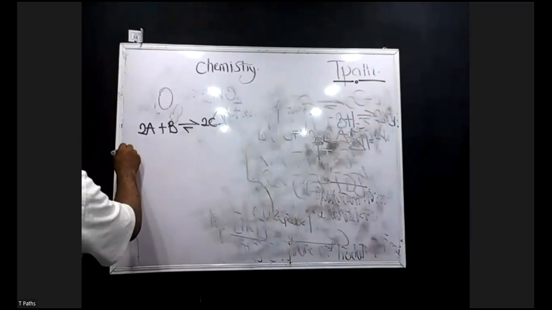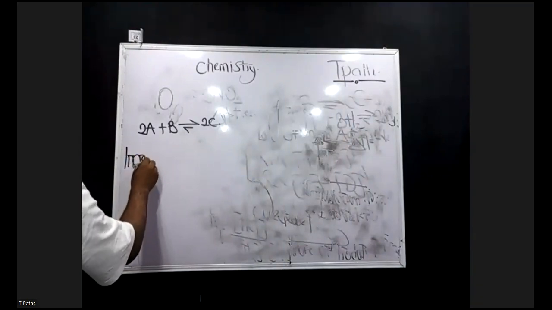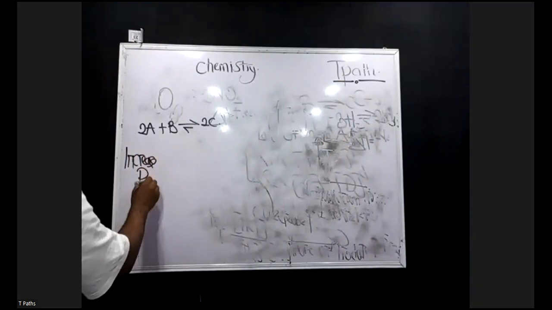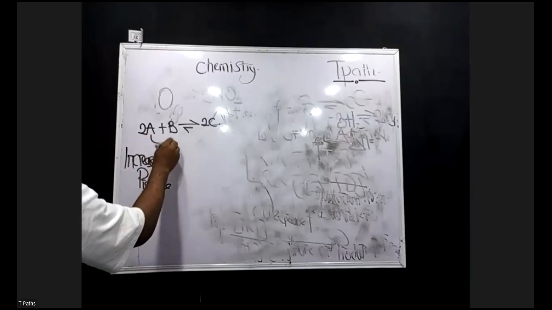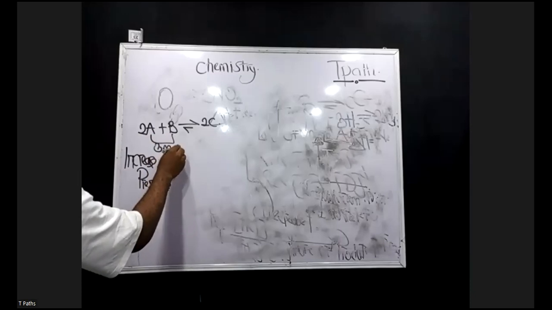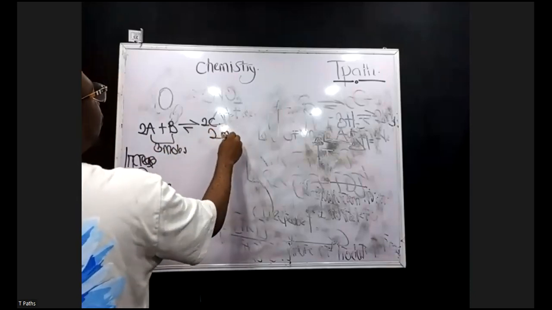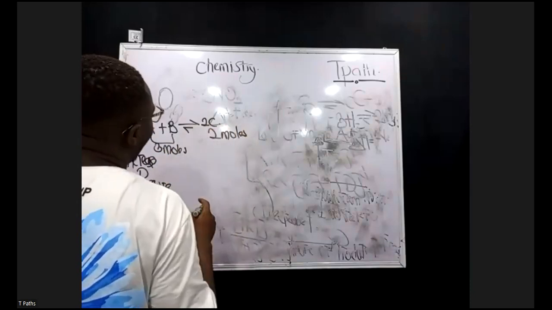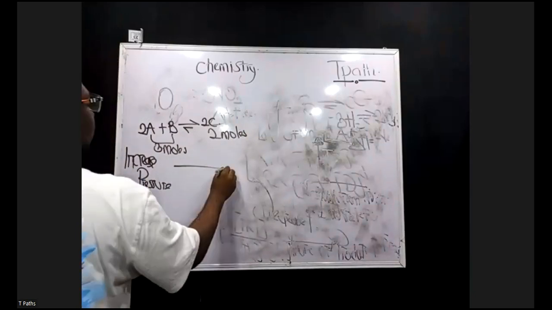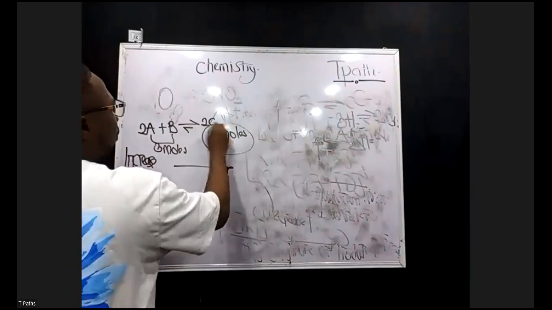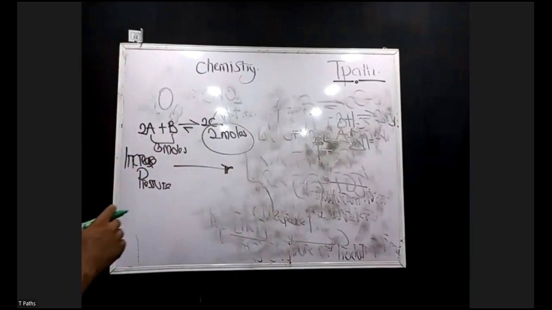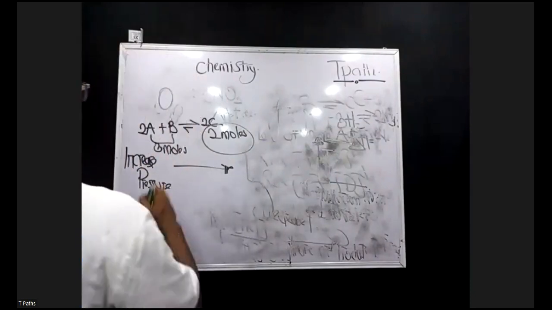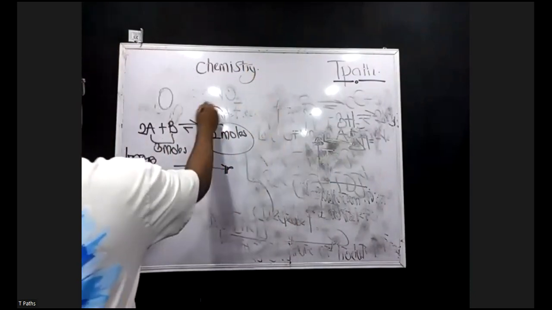If I increase pressure, first of all, 2A plus B means 3 moles. And how many moles do you have here? You have just 2 moles. So if I increase pressure, you observe that equilibrium will shift to the right. Why? Because I have fewer moles on the right-hand side. This is 2 moles, this is 3 moles, so equilibrium will shift to the right. Therefore, I have more of the product.